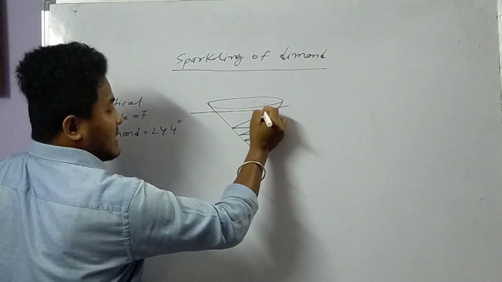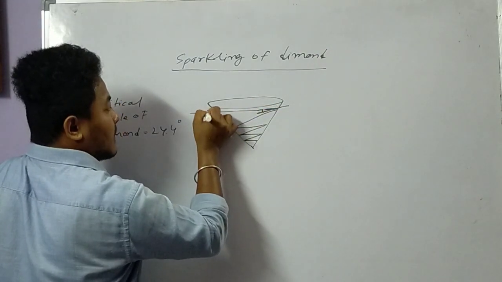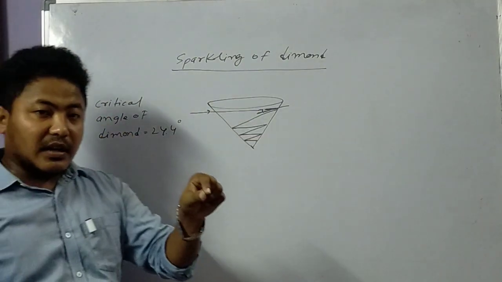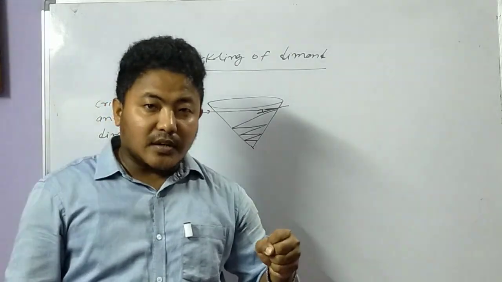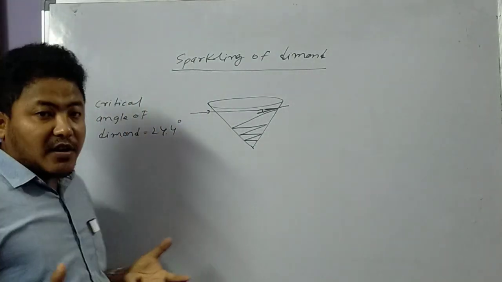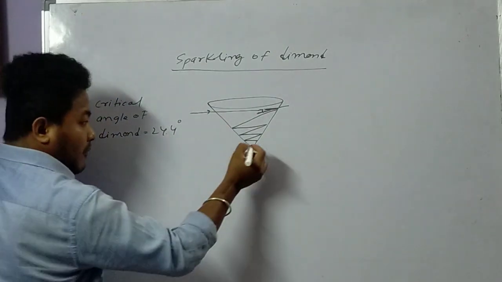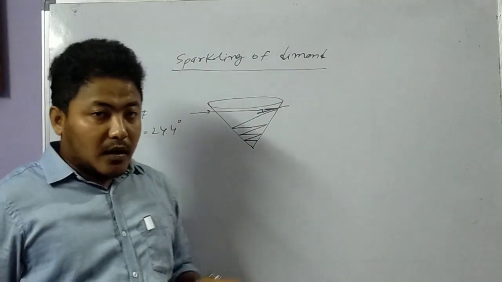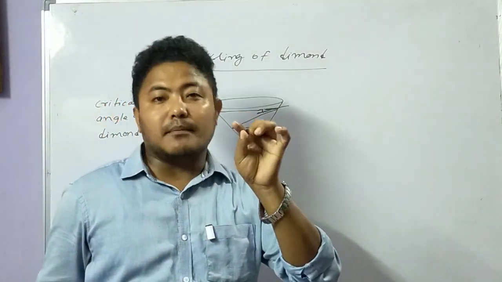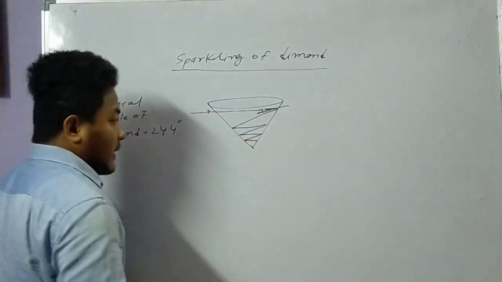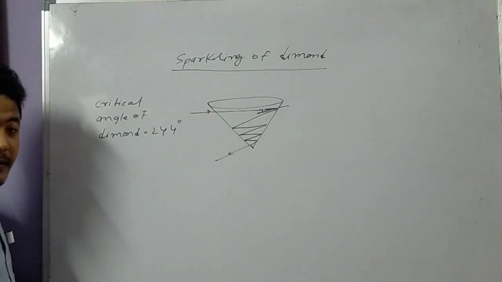As you can see in this case, the angle of incidence will be greater than the critical angle many times. That is how there will be multiple total internal reflections, and that is how it sparkles so highly. Am I clear? At a certain point, what will happen? The angle of incidence will be less than 24.4 degrees. Once it becomes less than 24.4 degrees, then it will refract. You have got the point?